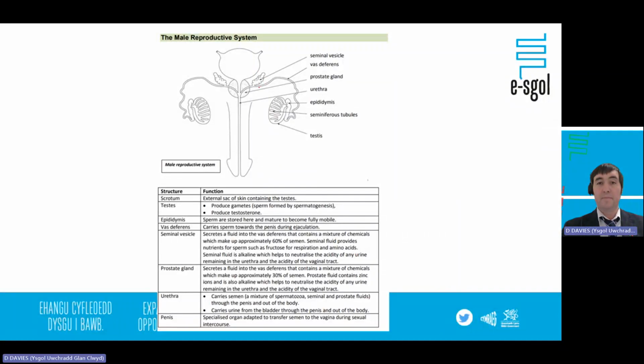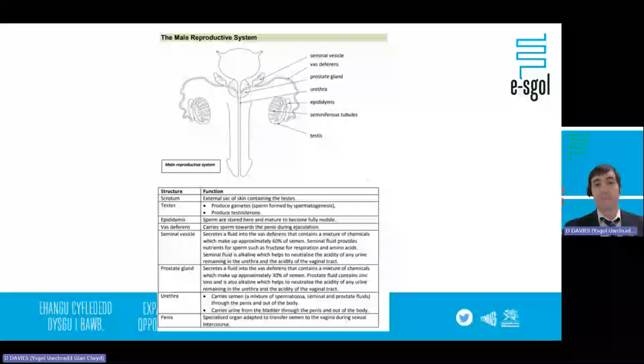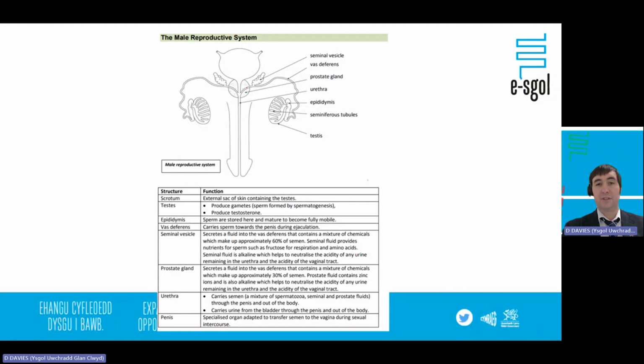Joining into the vas deferens there is the seminal vesicle. The seminal vesicle produces seminal fluid. We'll talk about what the seminal fluid does in a minute. And right there at the base of the penis, you have this gland that sits just underneath the bladder. That is the prostate gland. And then the tube that the vas deferens joins, that goes down the center of the penis, is called the urethra.